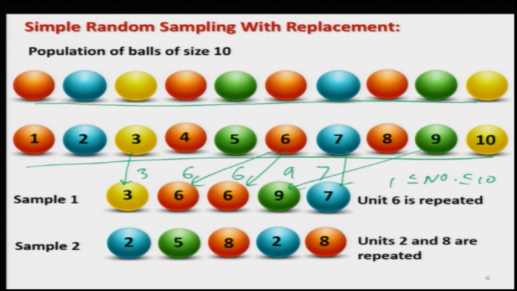Similarly, if I take one more sample, you can see the random numbers drawn are 2, 5, 8, 2 and 8. So number 2 is repeated 2 times, and number 8 is also repeated 2 times. It is possible that one number can be repeated more than 2 times, and in an extreme case the number 2 can be repeated 5 times, so the entire sample consists of only blue balls. Well, whether this is representative or not is a different thing, but this is the way samples are obtained using simple random sampling with replacement.